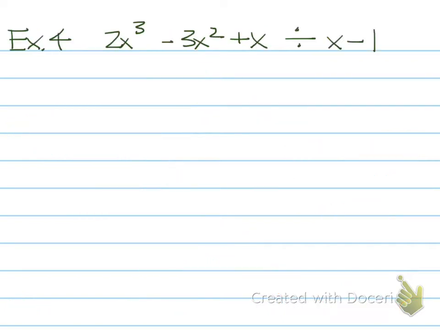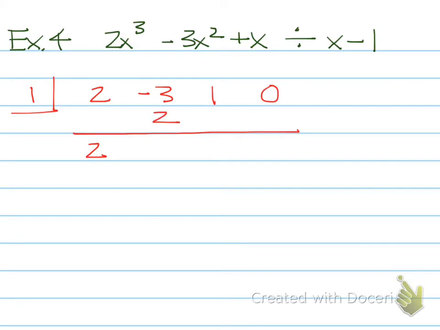And using synthetic division, we're going to set the divisor equal to 0. We'll get an r of 1. Bring down all the coefficients. Don't forget the placeholder. So we should have 2, negative 3, 1, and then the constant term is 0. Bring down the 2. 1 times 2 is 2. Negative 3 plus 2 is negative 1. 1 times negative 1 is negative 1. 1 plus negative 1 is 0.